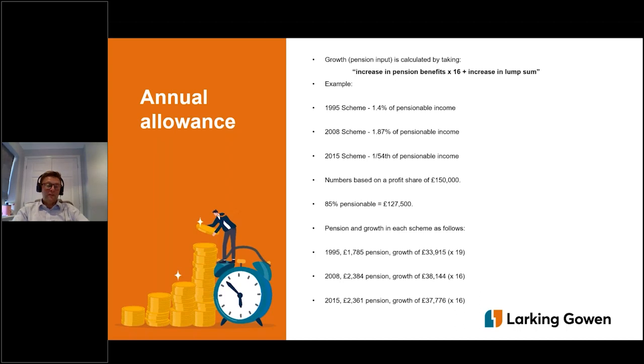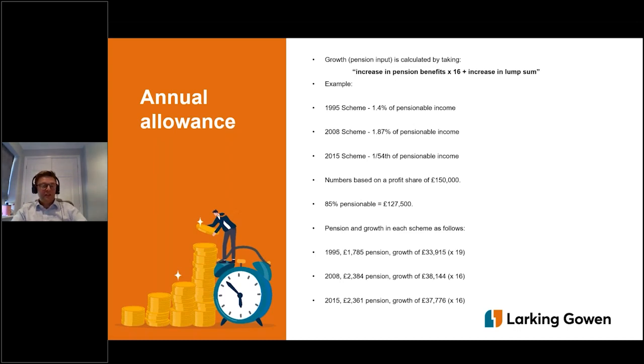pension of £1,785. The growth in the 1995 scheme, you have to multiply by 19 because it's 16, you'll see at the top of the slide, increase in pension benefits multiplied by 16. The standard lump sum entitlement is 3 times that pension, so the factor that you apply is 19. So that would give you growth in that particular year of just under £34,000.